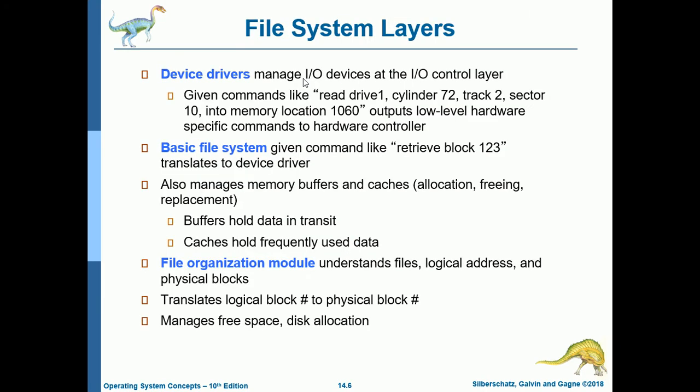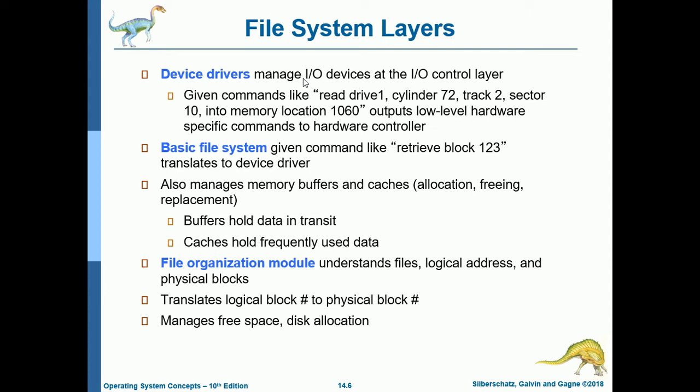So we have a further discussion of those layers. For the file system layers, device drivers manage I/O devices at the I/O control layer. Given commands like read drive 1, cylinder 72, track 2, sector 10 into memory location 1060, it outputs low-level hardware-specific commands to the hardware controller. And then the next layer is the basic file system, given a command like retrieve block 123, it translates to the device driver.